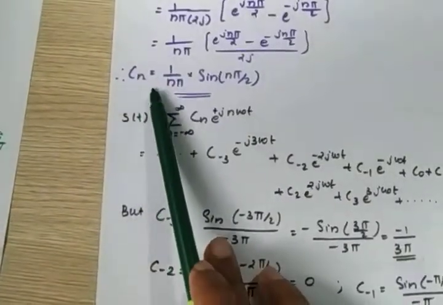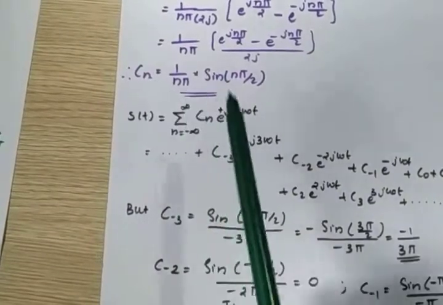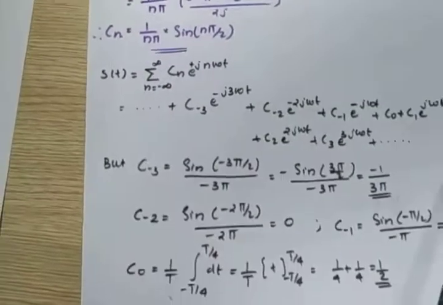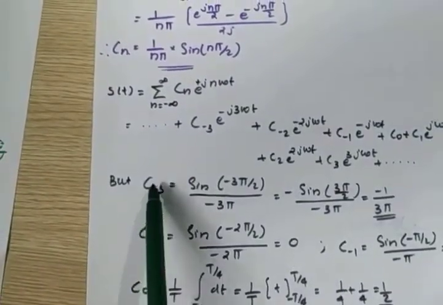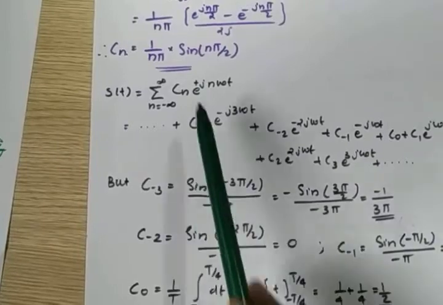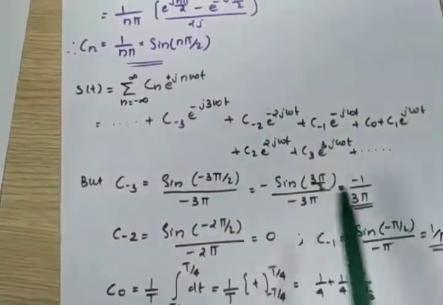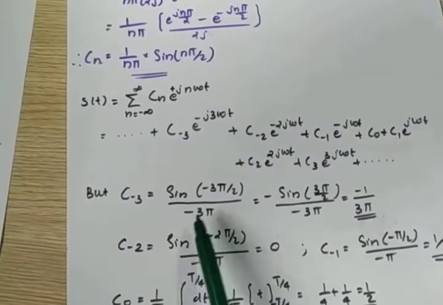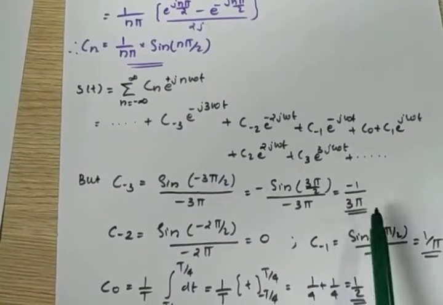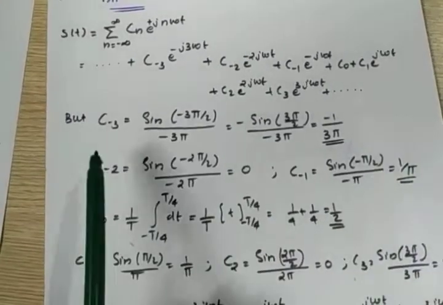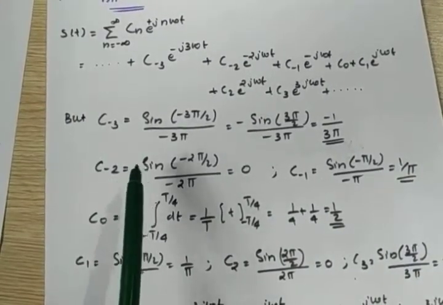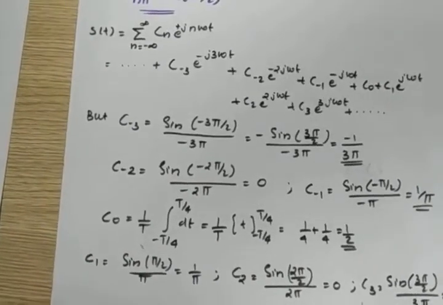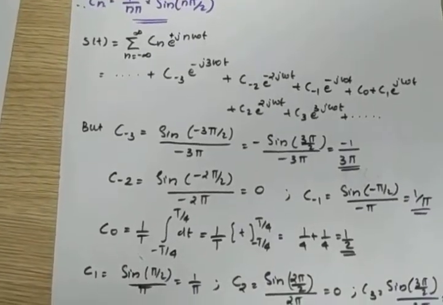We know the value of Cn is this. So we need to find C minus 3. Put n equal to minus 3 in this equation. So C minus 3 becomes sin of minus 3 pi by 2 divided by minus 3 pi. We solve it and you will get minus 1 by 3 pi. Similarly C minus 2, C0. The remaining part of this lecture we will discuss in the next class.